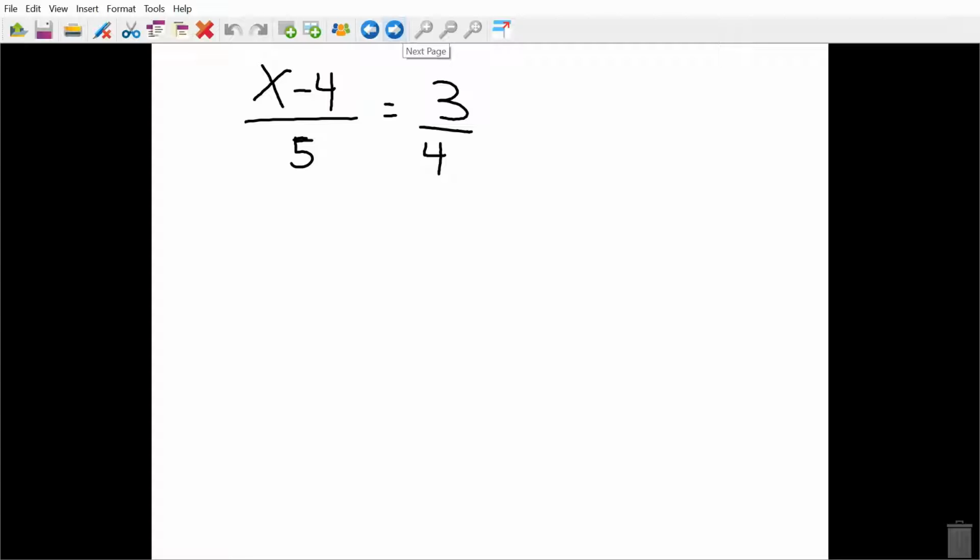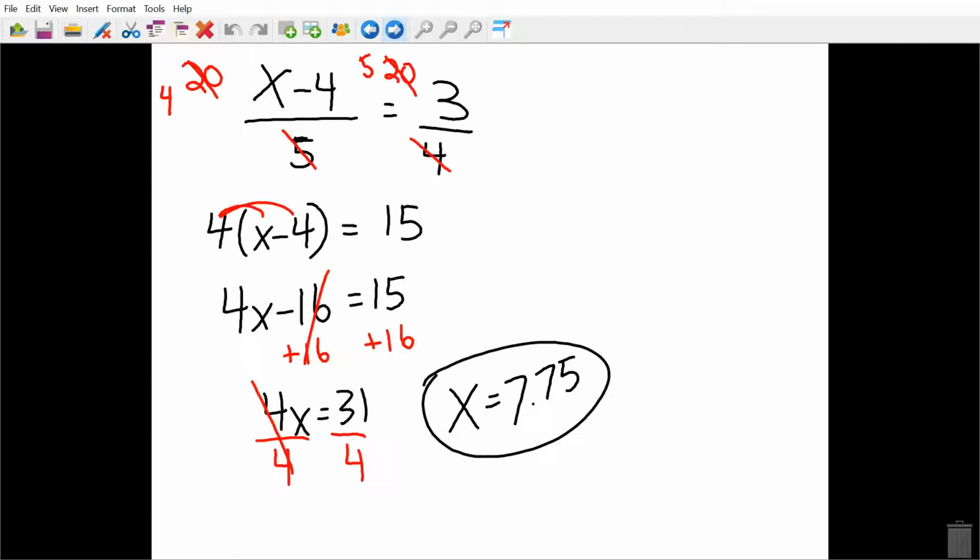(x minus 4) over 5 equals 3 over 4. Please pause and try now. The answer is x equals 7.75. If you left it as 31 over 4, that's also correct.